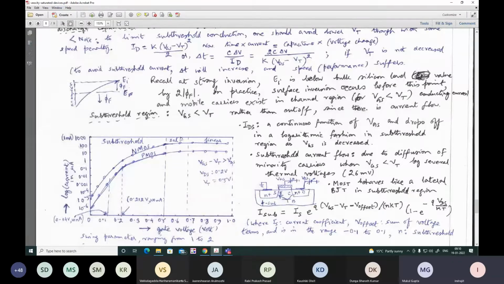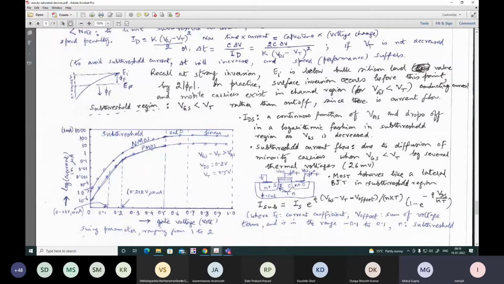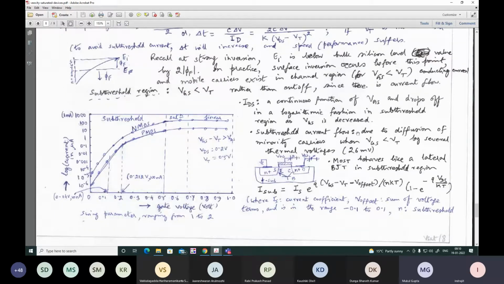So subthreshold current flow is found due to diffusion of minority carriers when VGS is less than VT by several thermal voltages. The detailed physical explanation I'm not aware of. We can look upon this fact as if a reverse-biased p-n junction is there and there is a diffusion barrier which has been surmounted by the energetic electrons.